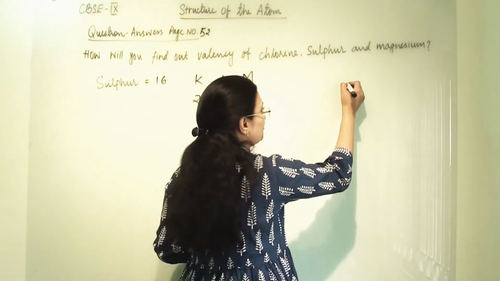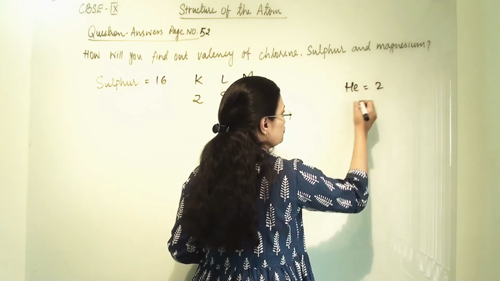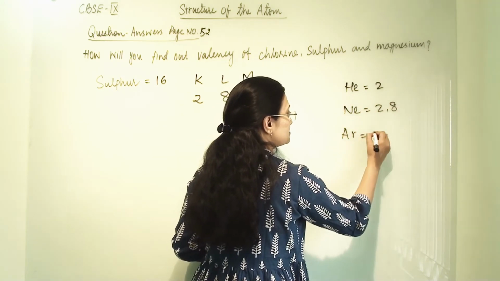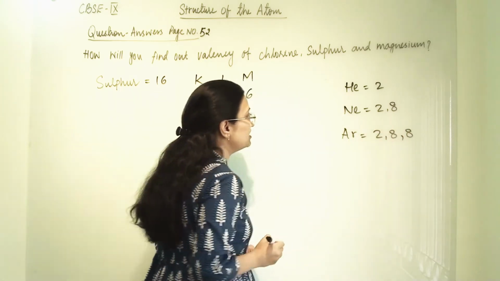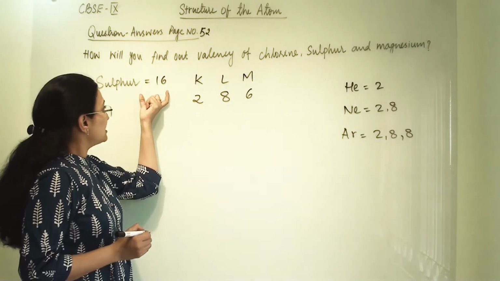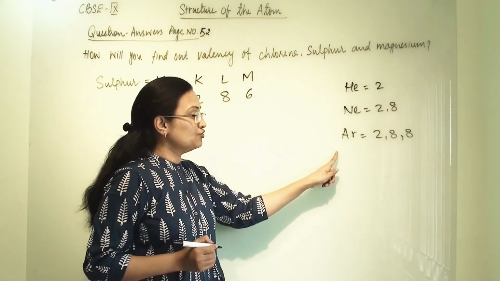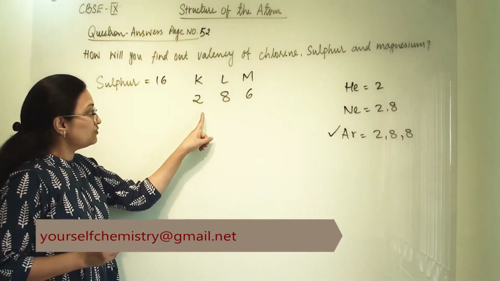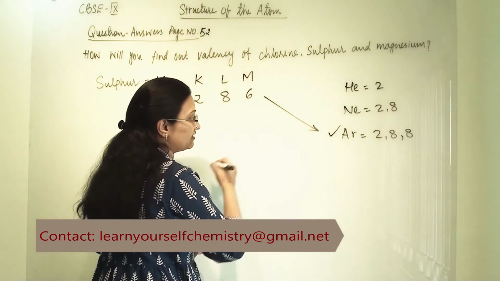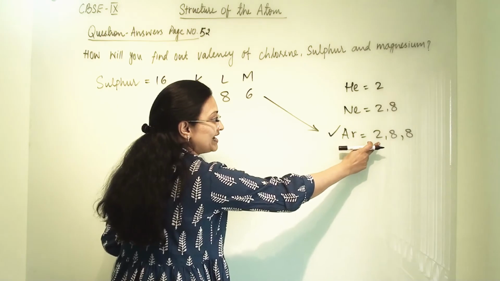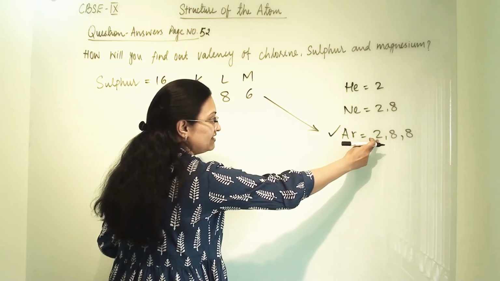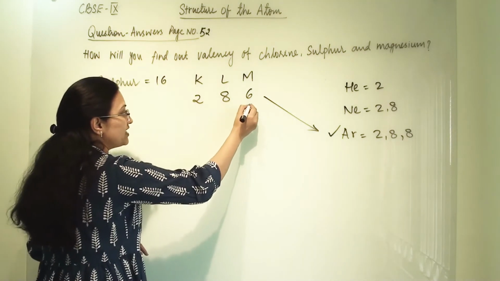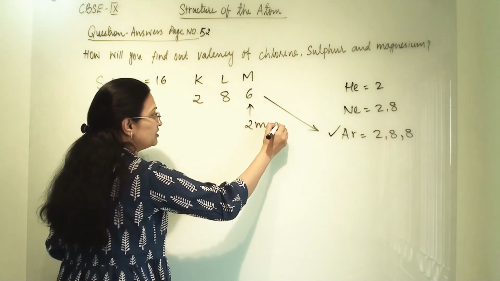Now our noble gases: helium 2, neon 2, 8, argon is 2, 8, 8. Now we need to see which noble gas sulfur is near to. It is nearer to argon. So what will it do? It wants to become stable like argon. It will eventually get the electronic configuration like argon, and that will be 2, 8, 8. By doing so, it requires 2 more electrons here.